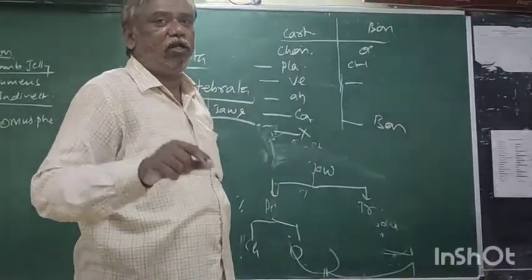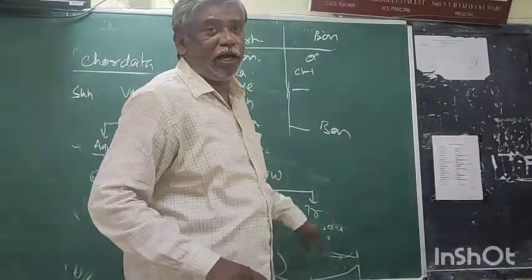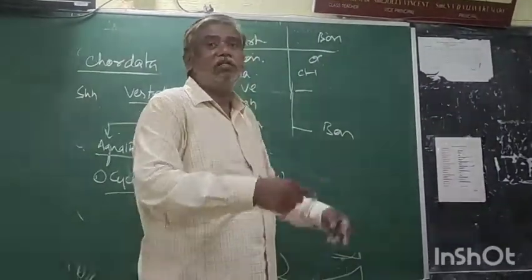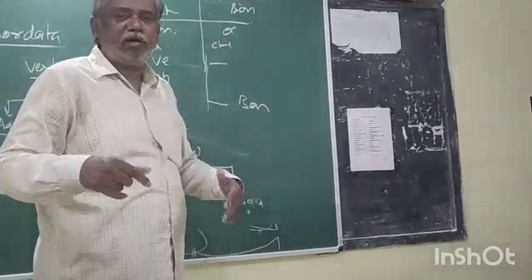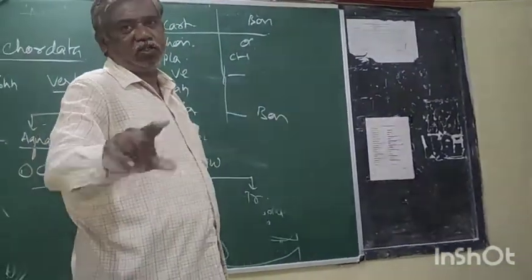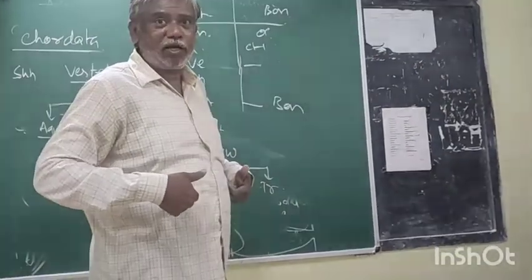In bony fishes, there are no claspers. That means copulation does not occur. Hence, the male and female fishes release the gametes into the water. Hence, it is external fertilization. The development is also external. In cartilaginous fishes, development is inside the body.